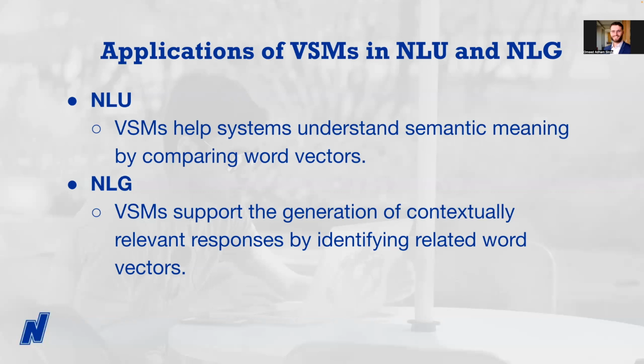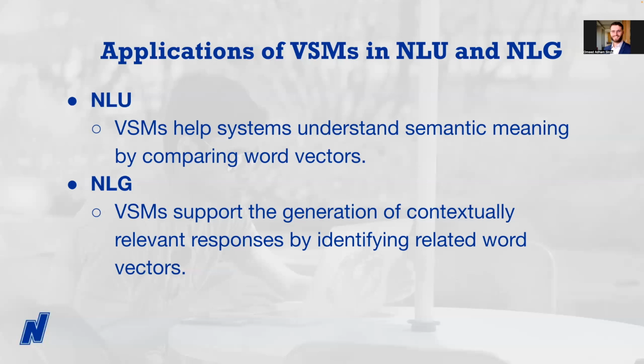On the NLG side, VSMs are useful for generating responses that make sense in context. Imagine a user asks, "Can you find a restaurant near my hotel?" By analyzing the vectors for restaurant, hotel, and near, the system can generate an appropriate response like, "Sure, here are some restaurants close to your hotel." The beauty of VSMs is that they allow NLP systems to flexibly handle the vast variability in human language, making them more effective at both understanding and generating natural-sounding text.